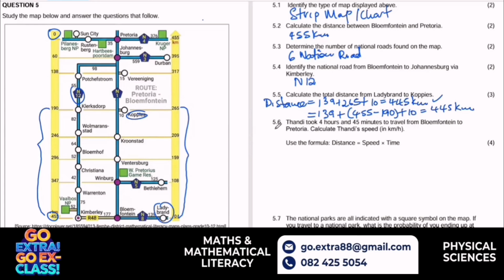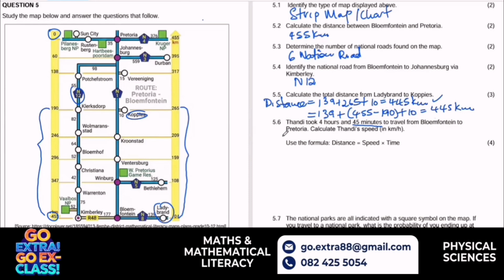The next question says, 5.6. Tandy took 4 hours and 45 minutes to travel from Bloemfontein to Pretoria. Calculate Tandy's speed in kilometers per hour. So now this is kilometers per hour. That means our time must be in hours. But here we can already see that there is something we need to fix, because there are minutes given there. So we need to sort out that one later on. But now let's start with the distance between the two points, between Bloemfontein and Pretoria.